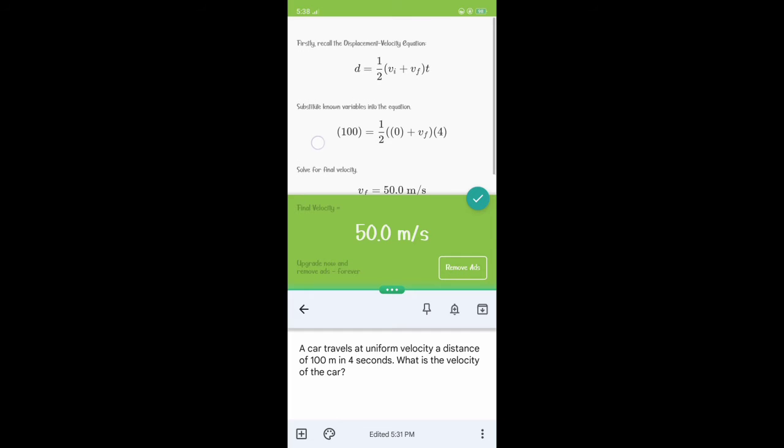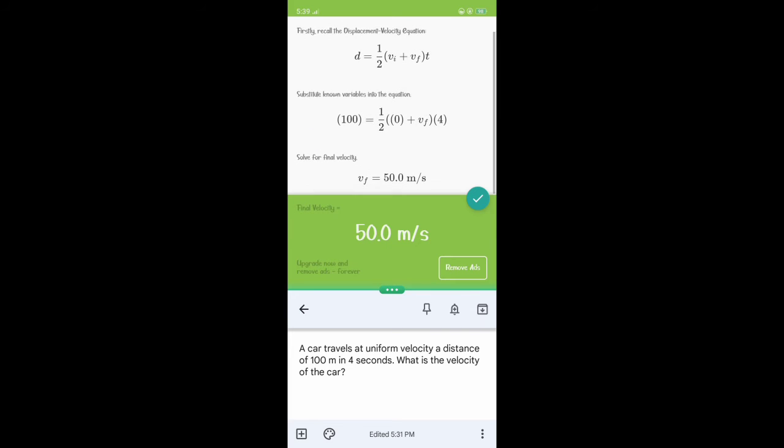That's the answer. So the first thing we do is to recall the displacement velocity equation. So the formula is D is equal to 1/2 (Vi plus Vf) times T. And we substitute the variables. Then we solve for the final velocity, and the answer is 50.0 meter per second.